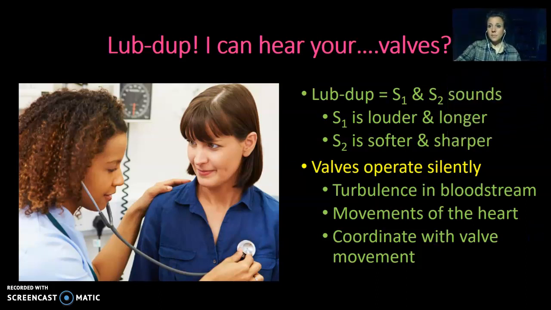All right. Well, one thing that happens when you go to a doctor is they will listen to your heart. And one thing that they're listening for are heart sounds. Heart sounds are described as sounding like this: lub-dup, lub-dup, lub-dup. And so the lub is called S1, like sound 1, and then the dup is called S2 for sound 2. S1 is louder and longer, while S2 is considered sharper and softer.